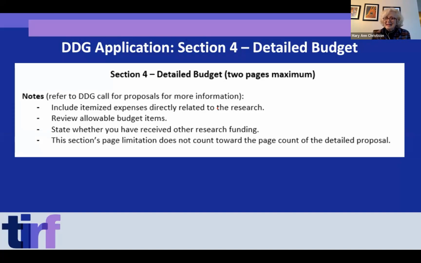You also need to state whether you've had other research funding. And these sections, these 2 pages, don't count towards the total pages that are allowable for your research proposal. So that may come as a relief, because some of you, when you get into this, your research proposals hit right up to the maximum pages.